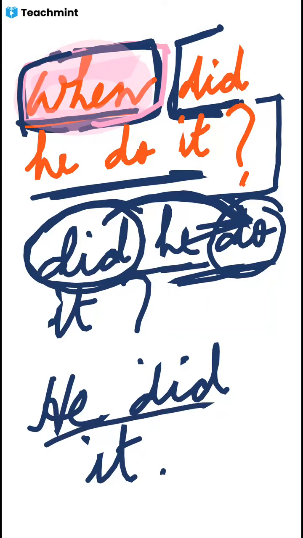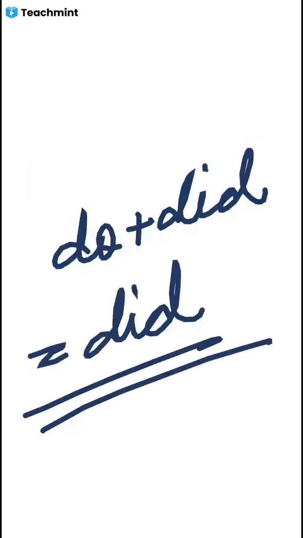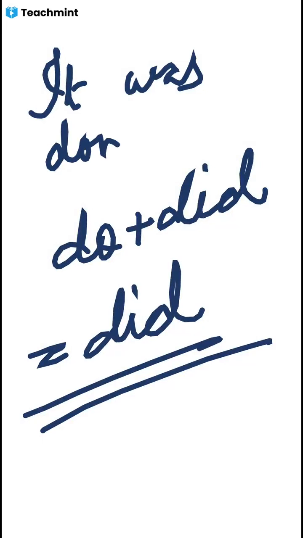How do we change this into an assertive sentence? You have done this before, interrogative to affirmative, negative to affirmative. Interchanging the sentences you have done. So, you know that if we take this did verb to the do verb, it will become he did it. Now, if you change it into passive voice, it will become what? It was done by him.